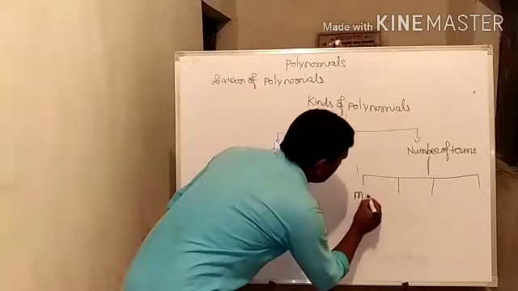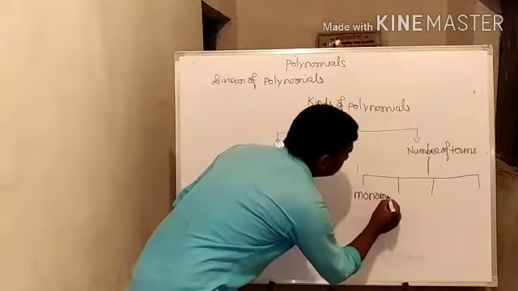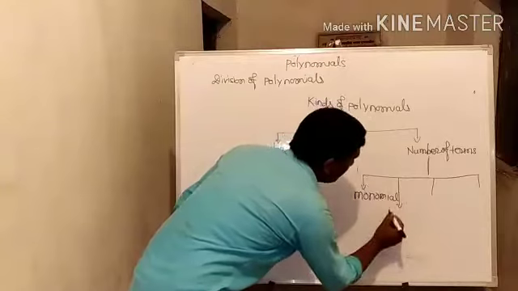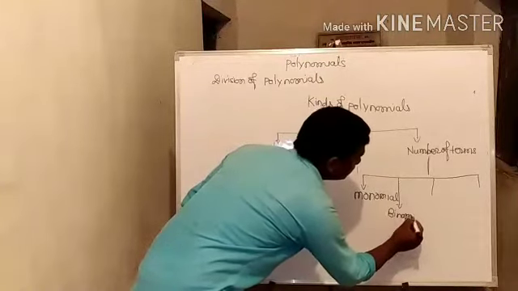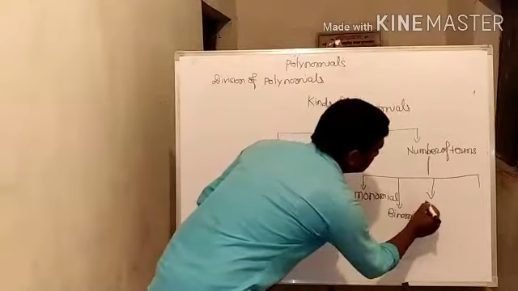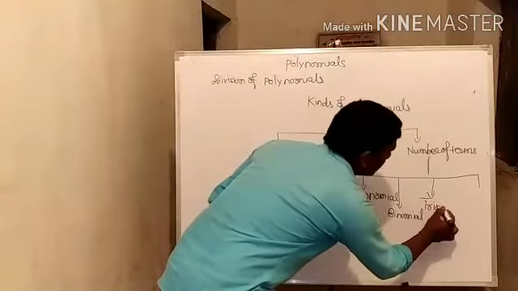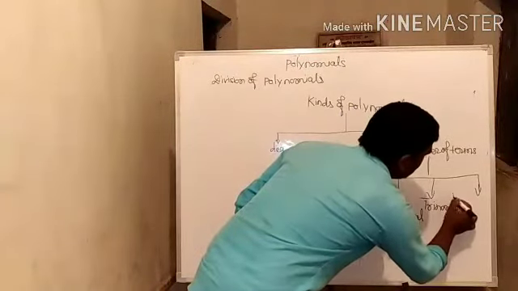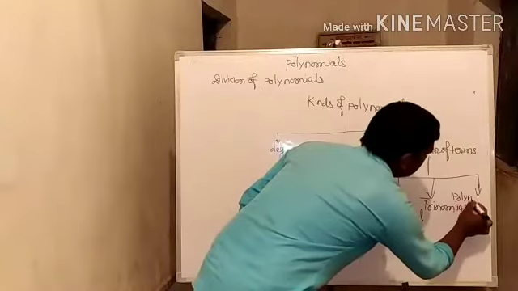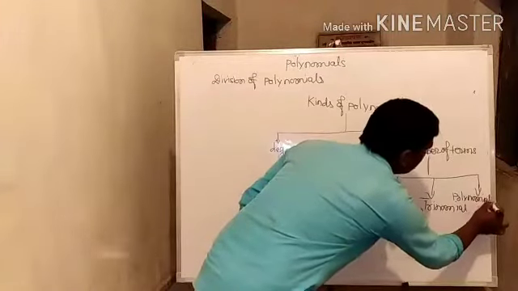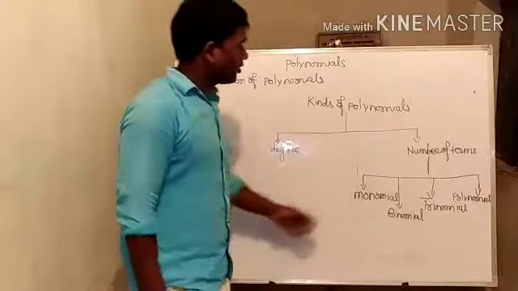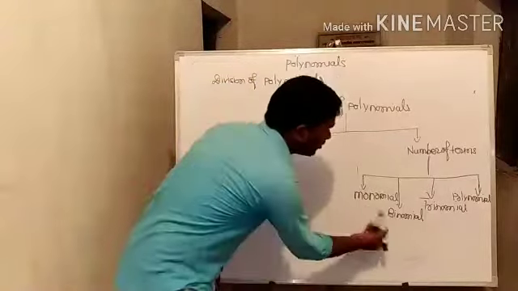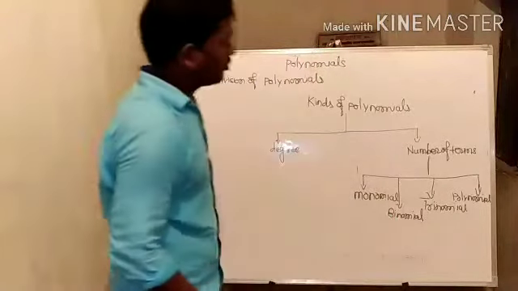First one is monomial, the second one is binomial, the third one is trinomial, and the last one is polynomial. According to number of terms, the kinds of polynomials are monomial, binomial, trinomial, and polynomial.